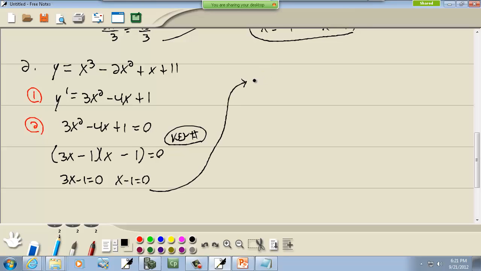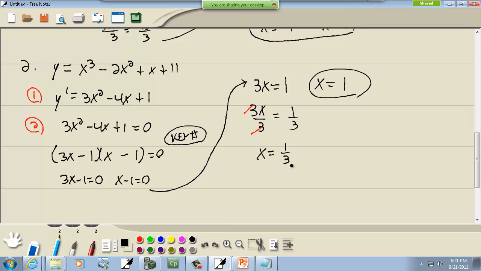So 3x minus 1 equals 0. Take the negative 1 to the right side, it becomes a positive 1. The x minus 1 equal to 0: take the negative 1 to the right side and it becomes a positive 1. Now that one's done there. This one, we'll divide both sides by 3, and the 3s cancel. And we get x is equal to 1/3. And those would be our two answers.